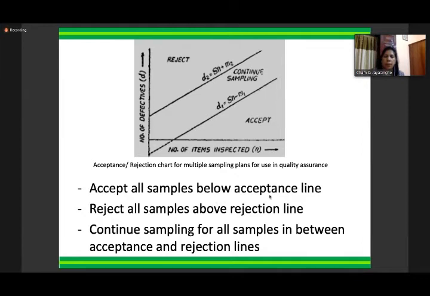Accept all samples below the acceptance line, reject all samples above the rejection line, and continue sampling for all samples in between acceptance and rejection line. Now here they check it, and if the defectives are high, they reject the sample. So this is the line. This is the first line. This is the second line, right? So if the sample is having more defects, they are not going to accept it, but they continue the sampling, right?